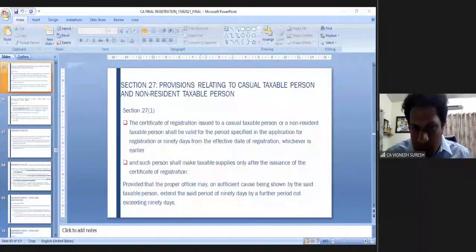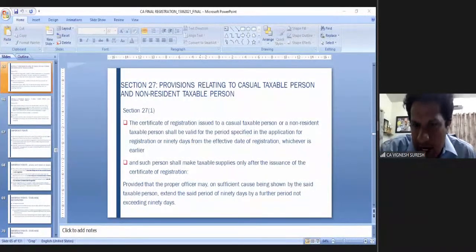Sir, for what purpose is distinct person considered? Because while calculating, we'll consider the turnover of all the states. So in what context are we taking the distinct person?